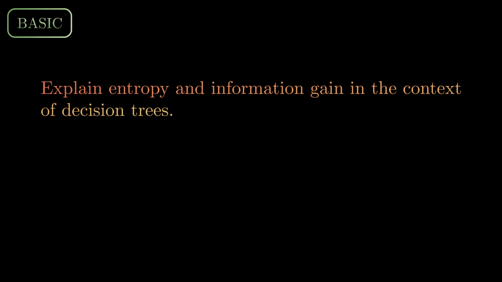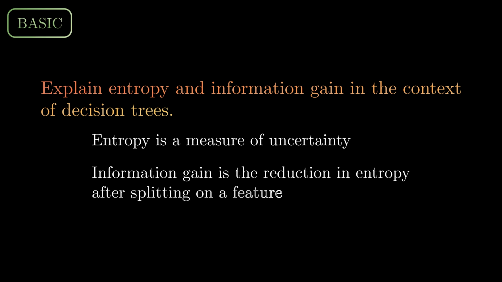Next, explain the concepts of entropy and information gain in the context of decision trees. Entropy is a measure of uncertainty in a dataset. In decision trees, it's used to quantify the randomness in the data at each node. Information gain is the decrease in entropy after a dataset is split on an attribute, or feature. It's used to decide which feature to split on at each step in building the tree. The attribute or feature with the highest information gain is chosen for the split, as it provides the most information about the classification.